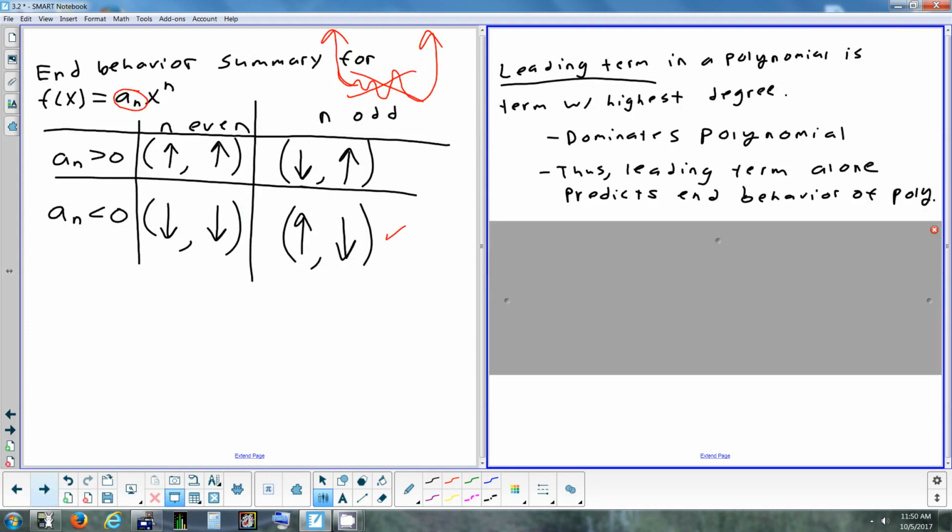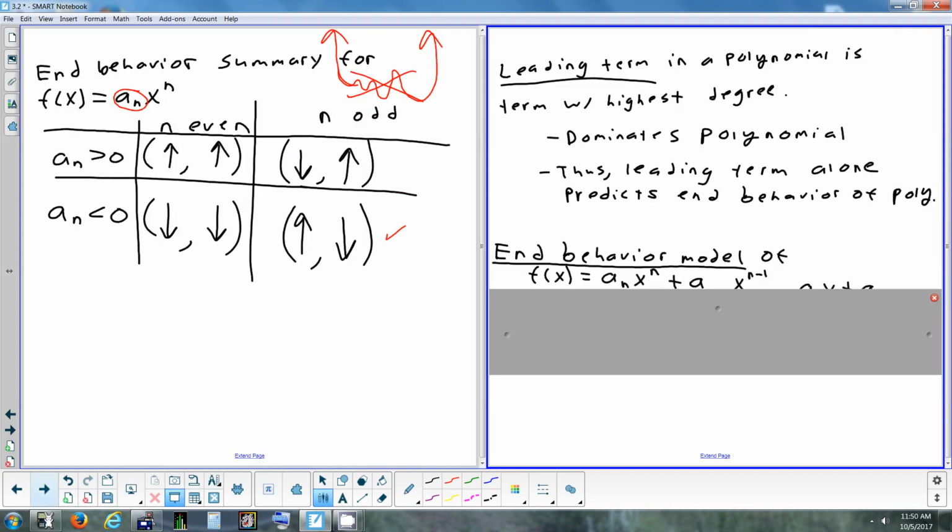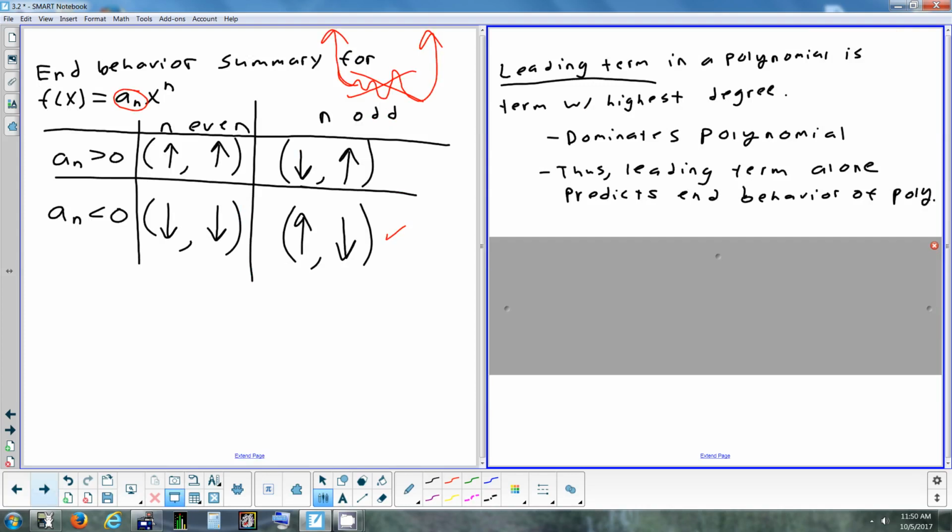So that term is called the leading term. And the leading term is what controls everything. It controls everything because it's the highest exponent. If you compare cubing something to squaring something, there's no comparison. Cubing is way more powerful, if you think of it that way, than squaring. Way, way bigger results.